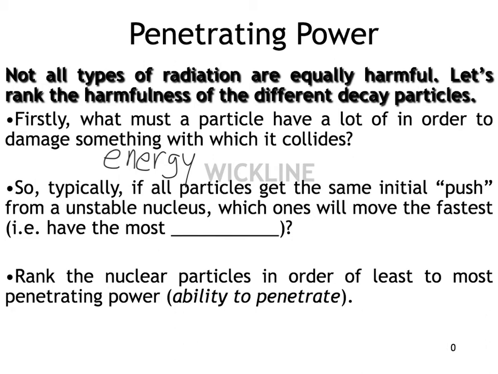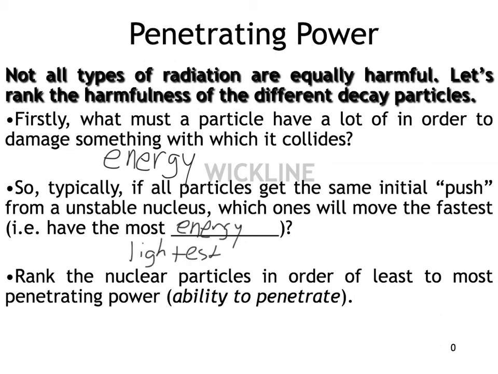So typically, if all the particles get the same initial push from an unstable nucleus, so let's imagine a nucleus that's unstable, it's about to fall apart, and it's pushing its particles out. So they're the particles that are in the nucleus, protons and neutrons and so on, those are about to be ejected from the nucleus. So if they all get that same push, the ones that would move the fastest, or the ones that would have the most energy, would be the ones that were lightest.